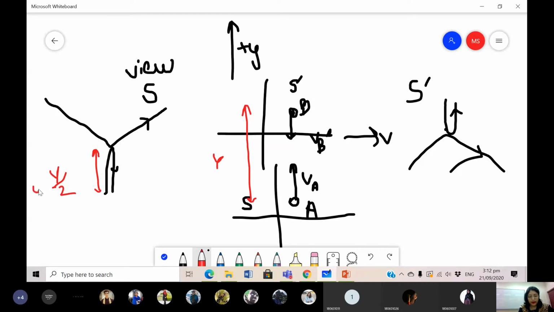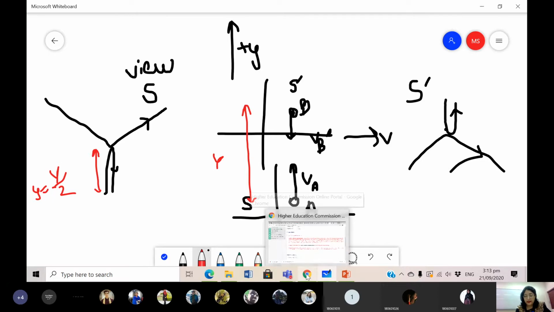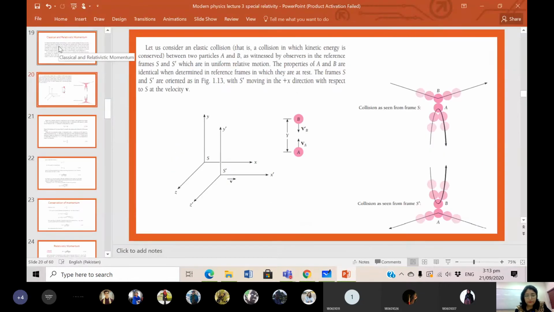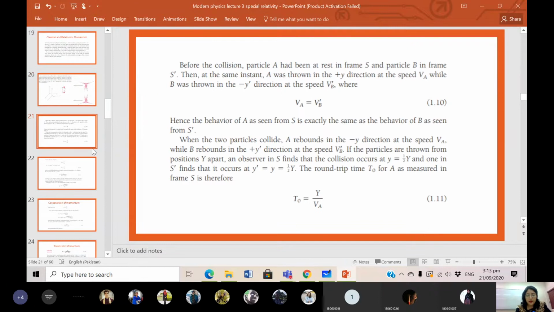We call this small y. Why am I saying this? Because this is an elastic collision. Both of their masses are the same, and they have exactly the same speeds initially. So what we're saying is that they will collide at exactly the midpoint between the two particles.